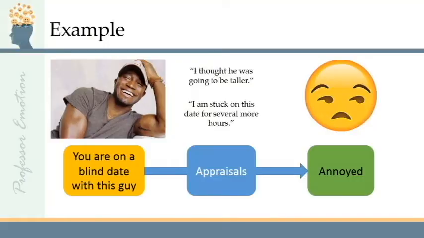Same guy, two very different thought processes, right? Second person is not going to feel excited. They're going to feel annoyed and angry. Maybe a little bit annoyed at their friends, maybe just sort of disappointed or disgruntled that they then have to spend a couple of hours on this date. These are different appraisal processes, different kinds of thinking about the situation.